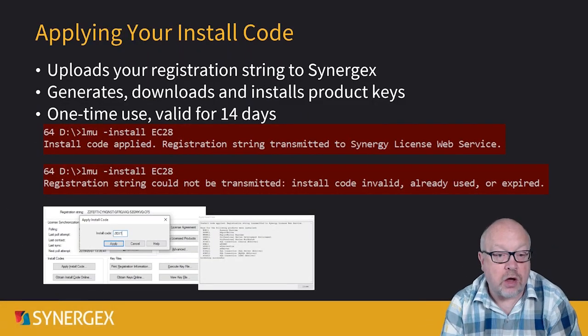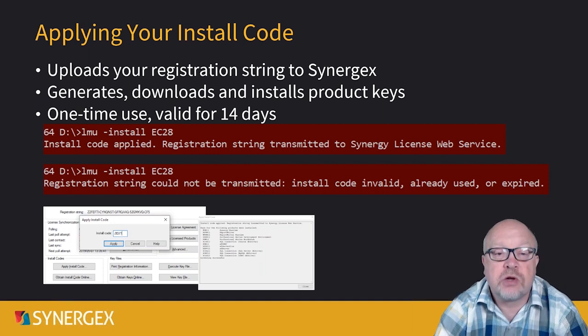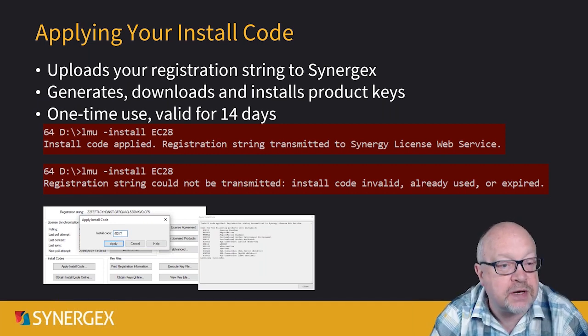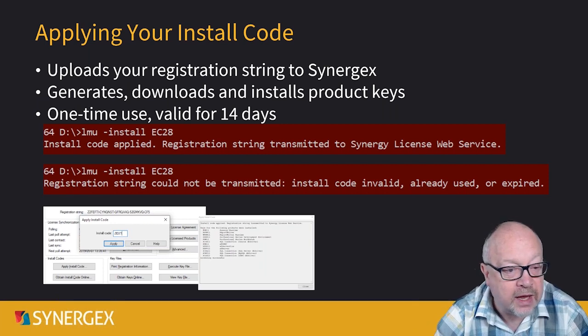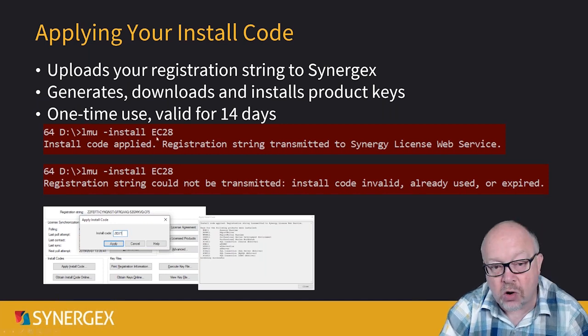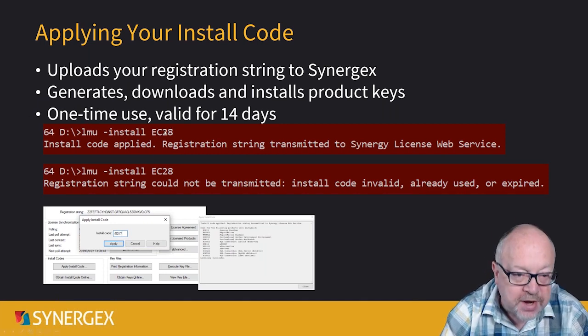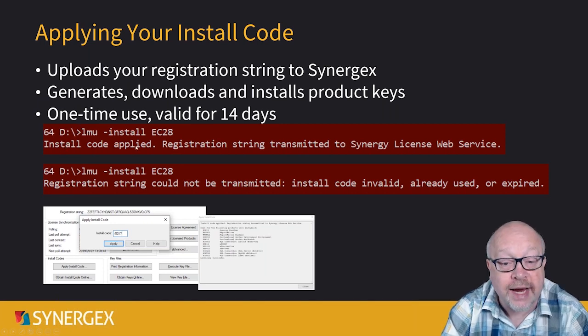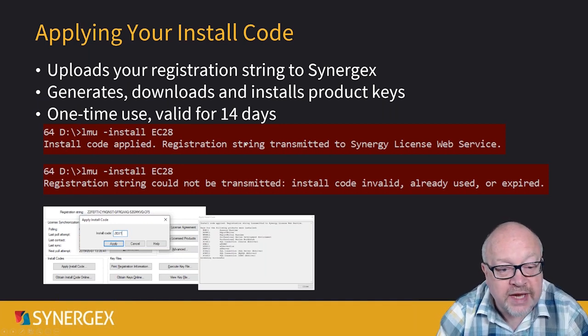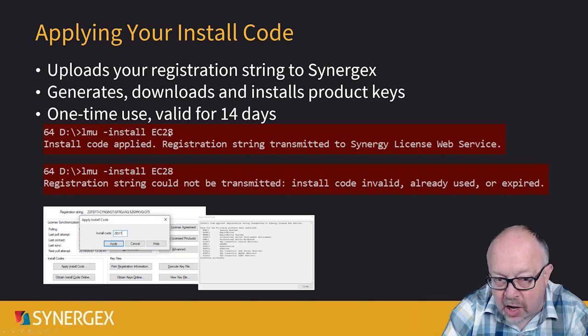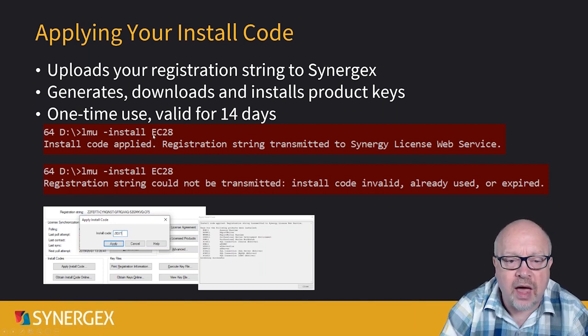Applying the install code. So here's how you actually go ahead and apply the install code once you've installed the system and you want to actually hook things together and get your keys. You can either use LMU-install and type in the code, and hopefully you see install code applied. But these keys are one-time only use. And I apologize, I can't remember whether they're case sensitive or not. I suspect they are, but we'll have to get back to you about that.